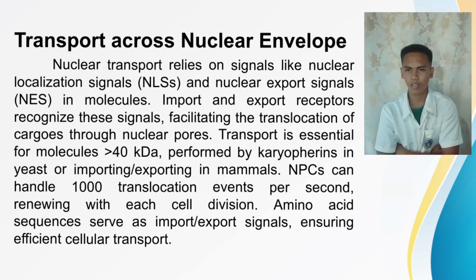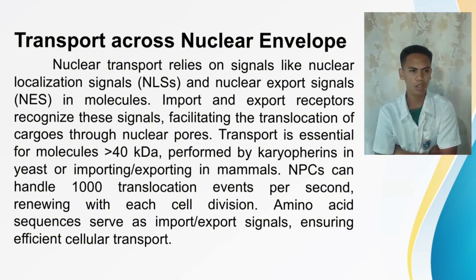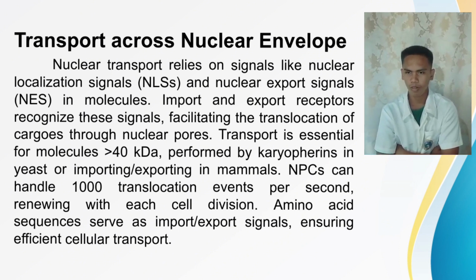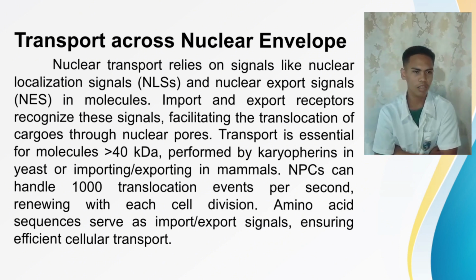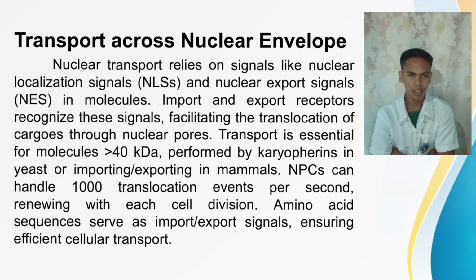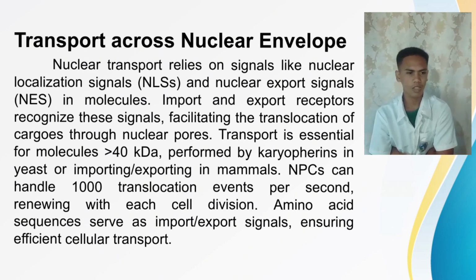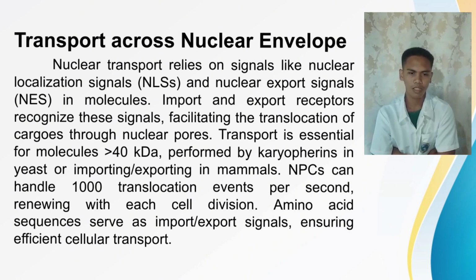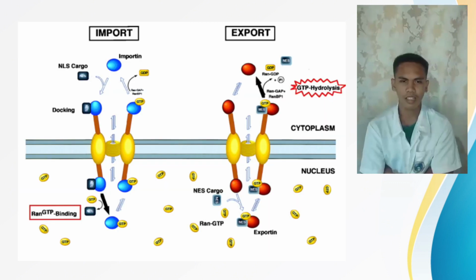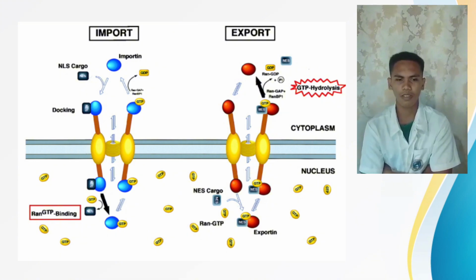The transport of nuclear proteins is performed by the nuclear pore complexes and is of great importance in mammals. An NPC can handle 1000 translocation events with each cell division. Amino acid sequences serve as important import and export signals, ensuring effective nuclear transport. These are two examples, import and export.